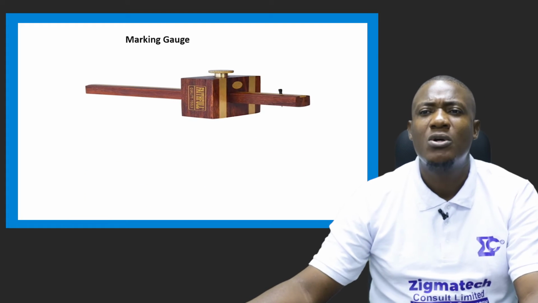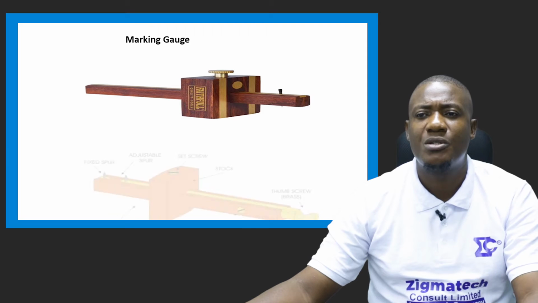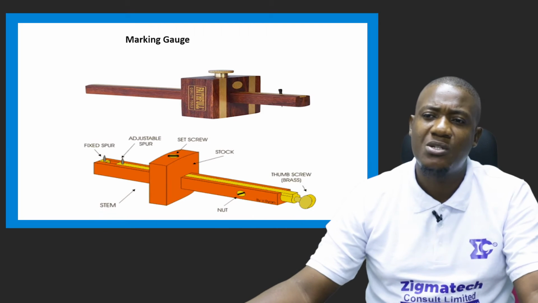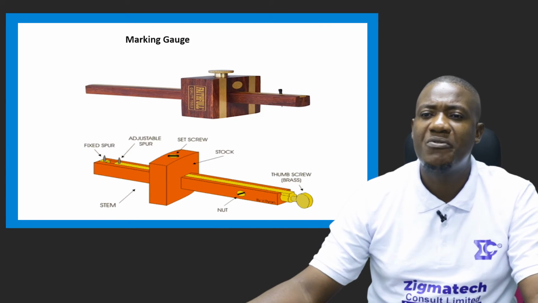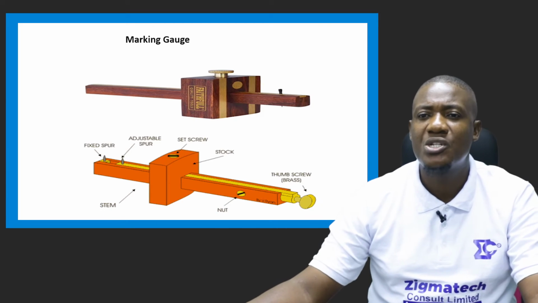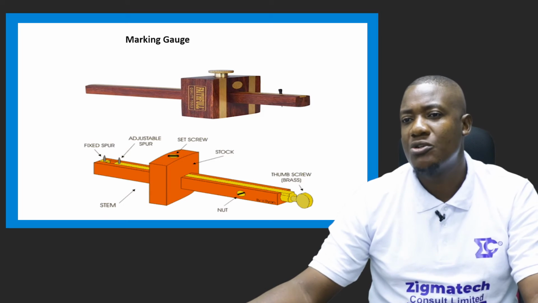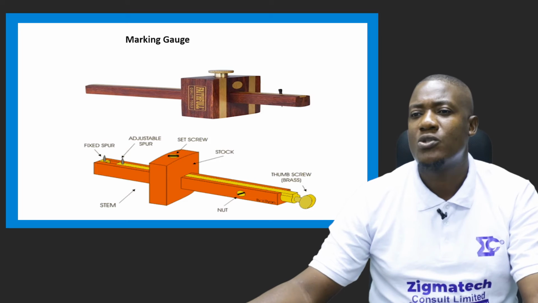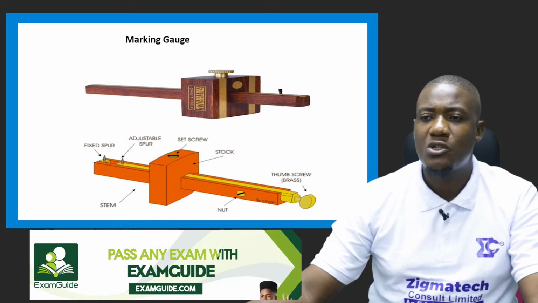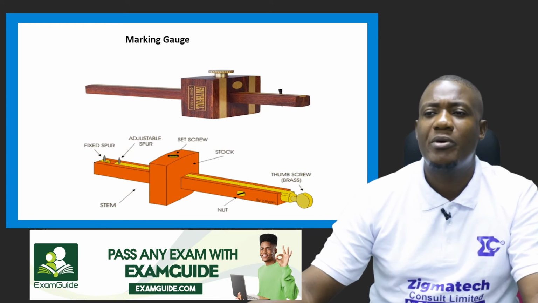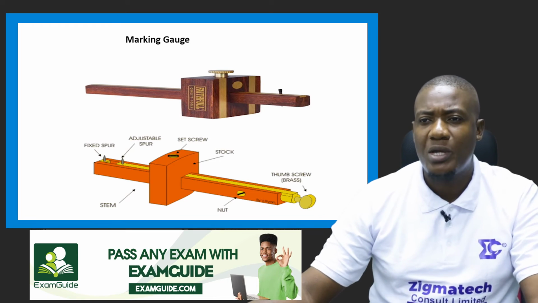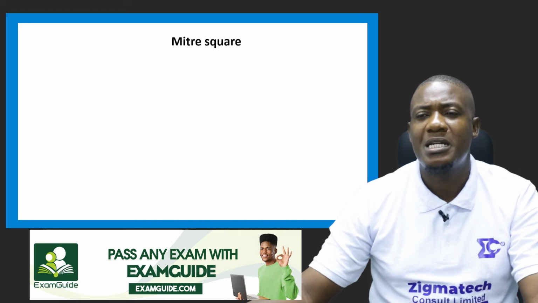We also have the marking gauge. You can see different designs of the marking gauge. We have the adjustable spur, we have the stem here, we have the set screw, we have the stock. We also have the nut, and we have the thumb screw, which is made of brass. That's the marking gauge for you.